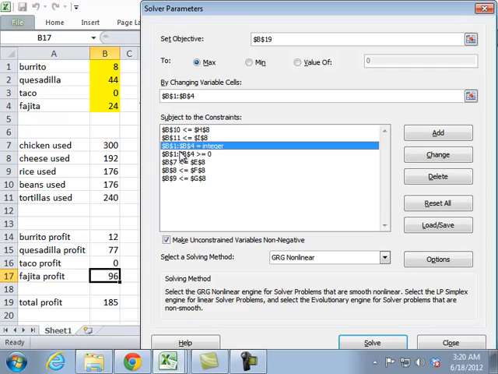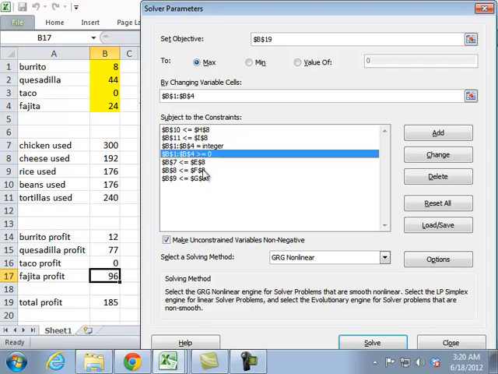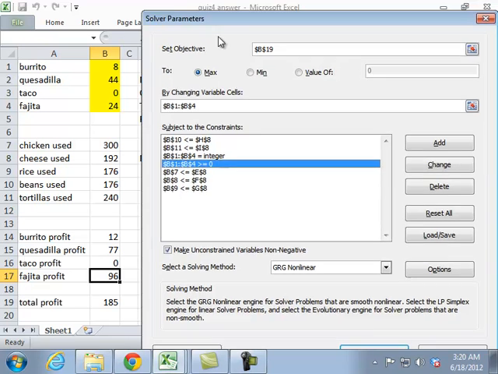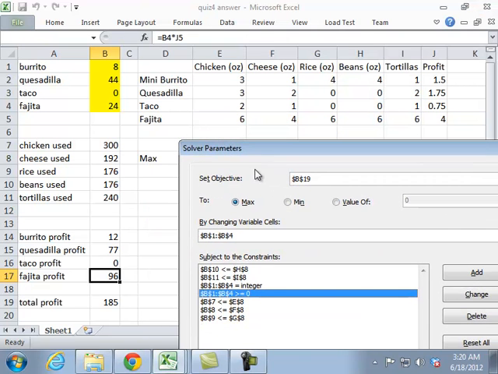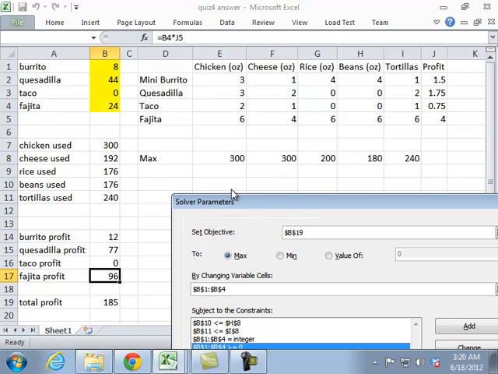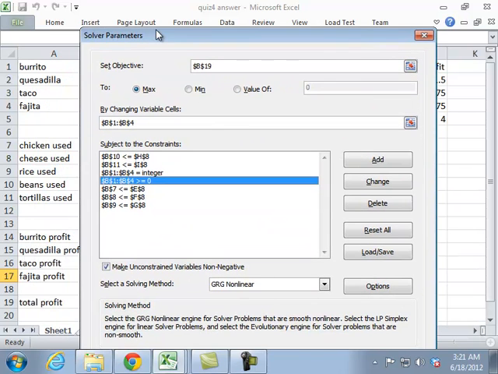First off, B1 through B4 all have to be integer, and B1 through B4 all have to be greater than or equal to 0, because you can't make a negative amount of a good. Also, as you can see, when you look at B10 being less than H8, B11 being less than I8, I went through and made constraints so that the amount of chicken used was less than the maximum amount of chicken I have. The amount of cheese used is less than or equal to the amount of total cheese that I have, and so on down the list. Okay?